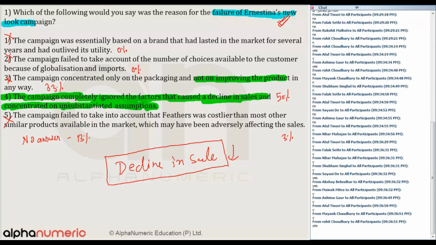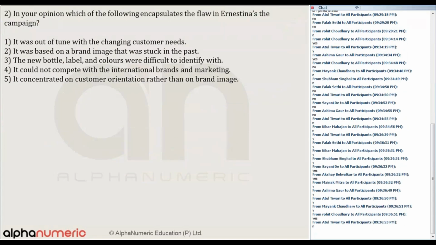Any doubts to anyone? Now, in question number 2, if I look at the result of the poll, I'm just going to share the data first of all. 20% of you had marked option number 1, 17% marked option number 2, 40% of you had marked option 3, and 0% has marked option 4, and 7% of you had marked option 5, and 17% of you had marked no answer. Okay, 17% did not mark.